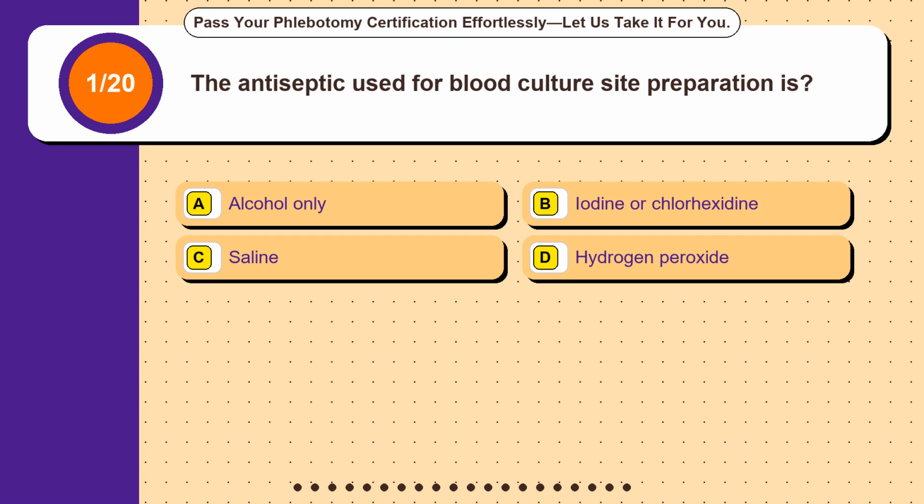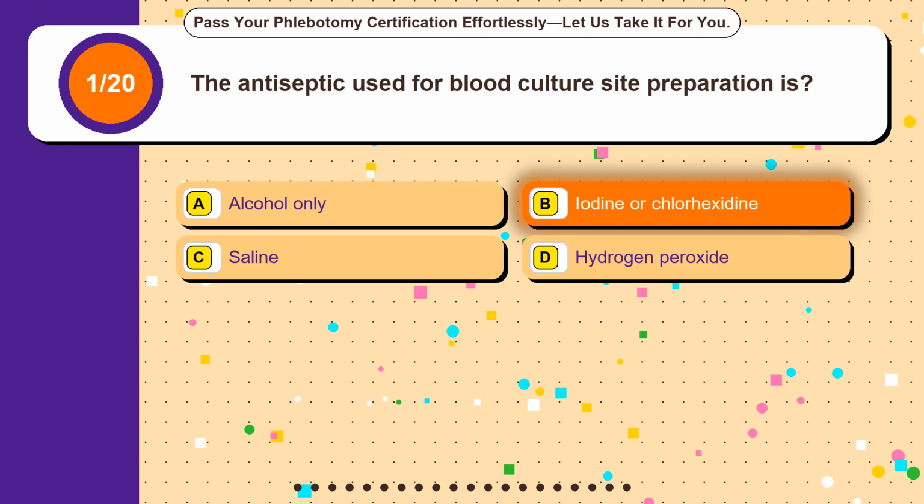Question 1. The antiseptic used for blood culture site preparation is: option A, alcohol only; option B, iodine or chlorhexidine; option C, saline; option D, hydrogen peroxide. The correct answer is option B, iodine or chlorhexidine.